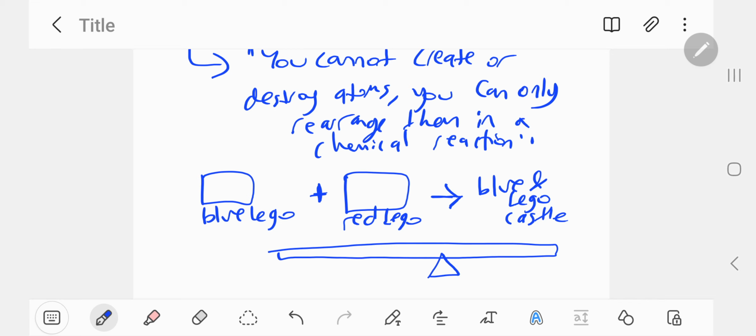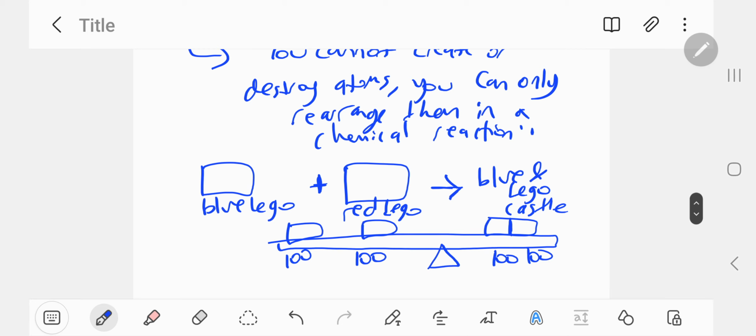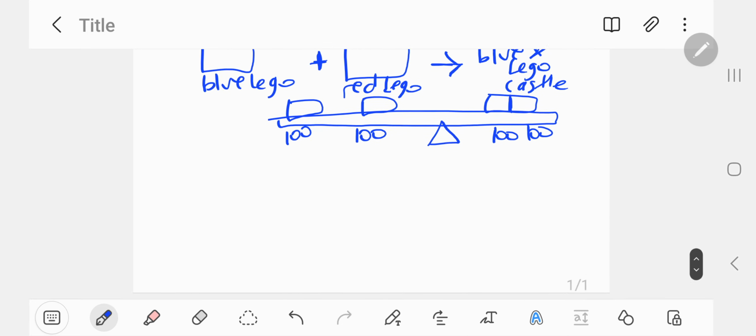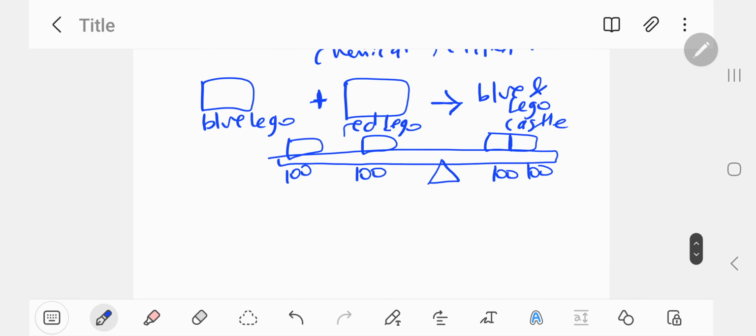Equations are seesaws, pictorially. Whatever you have on the left, you must end up with on the right. Both sides have to be equal, in other words. Let's say you've got, I don't know, 100 blue Lego on the left. You've got to have 100 somehow on the right. And suppose you've got 100 red Lego on the left, you must have 100 red Lego on the right. That's an analogy that I like to use.